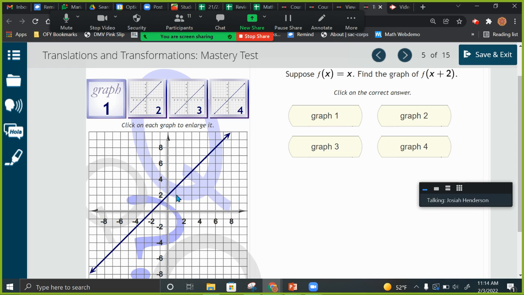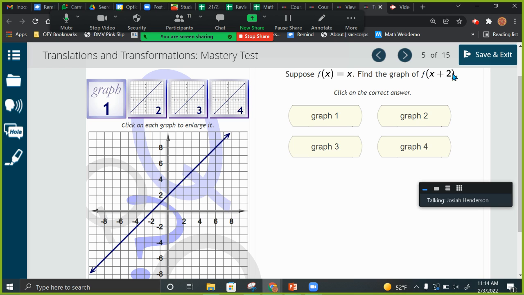With the straight line, it's a little hard to tell. Is it moving up or is it moving left, right? It's kind of doing both, honestly, but you can still express it using the same rules that we've been doing with our translation. So for this one, find the graph of f of x plus 2.